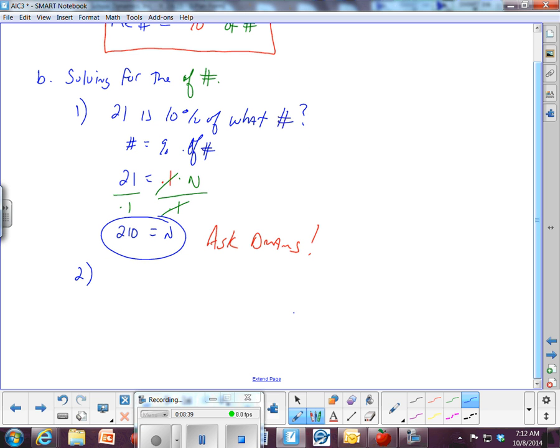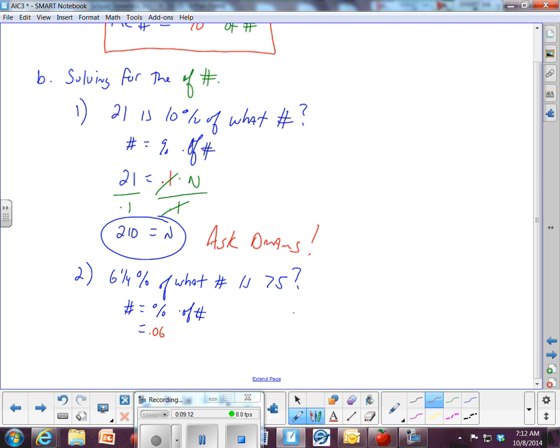How about something like this? 6.25% of what number is 75? 6.25% of what number is 75? How are we going to start? Formula. Number equals percent times the of number. Okay, fill in what you know. You know the percent. What would you put for 6.25%?